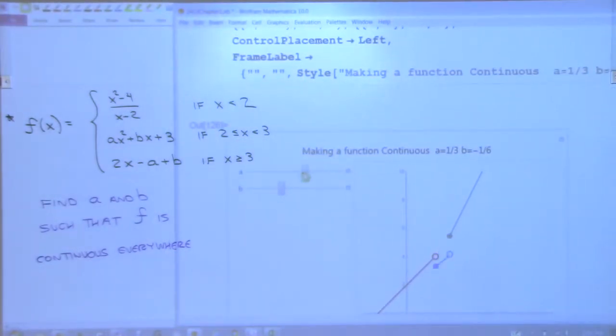I'm going to switch up A and B here. Bring A up there. There we go. Okay.